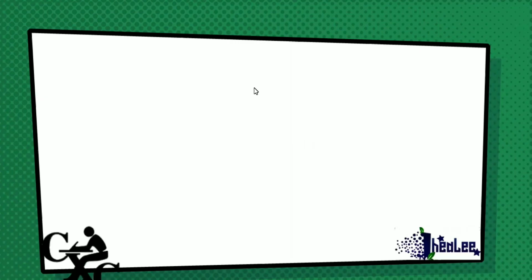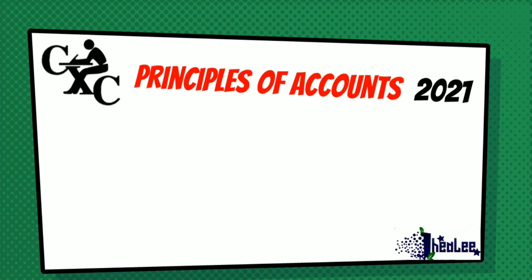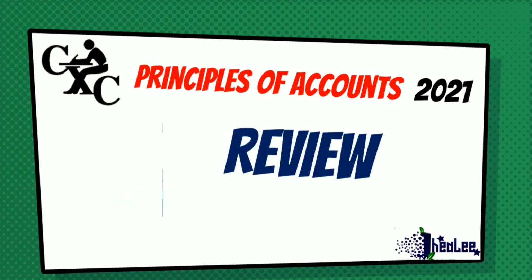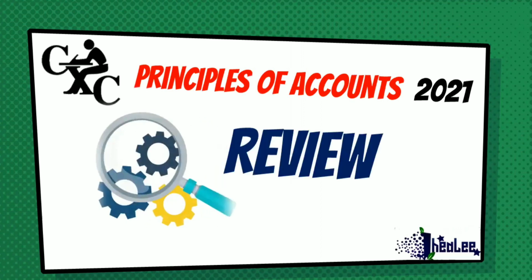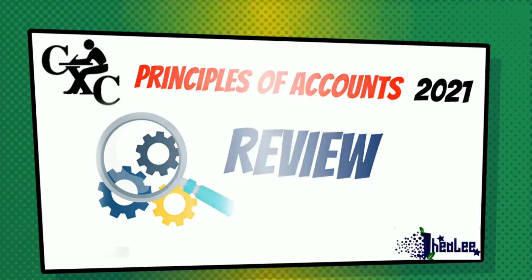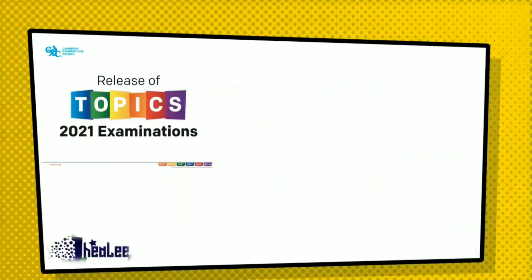Guess what? We're going to look at the CXC Principles of Accounts 2021 paper. In looking at it, what do I mean? I mean that I'll be taking a review of that paper. And coming out of the pandemic, I know with all the anxiety and the fact that you are not able to cover as much during this short period of time, CXC decided that they're going to give us the topics, right? And there was a release of those 2021 examination topics.